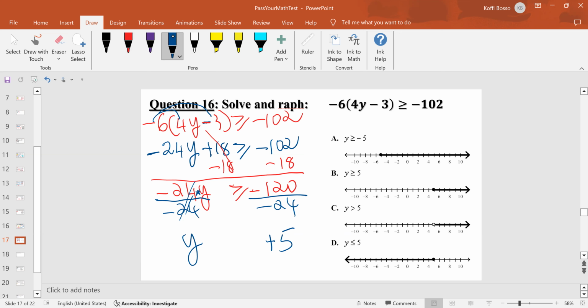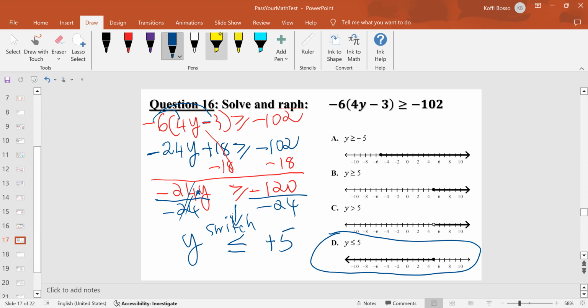Now, there is something you have to understand. Every time you divide an inequality by a negative number, you switch the inequality symbol. So instead of greater than or equal to, it's going to be less than or equal to. So the correct choice here is D. Why do we switch? That's the rule, because we divide this by a negative value. If we didn't divide by a negative value, it would be greater than or equal to. Same thing if you multiply an inequality by a negative value.